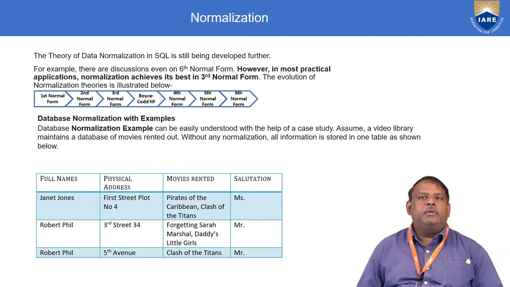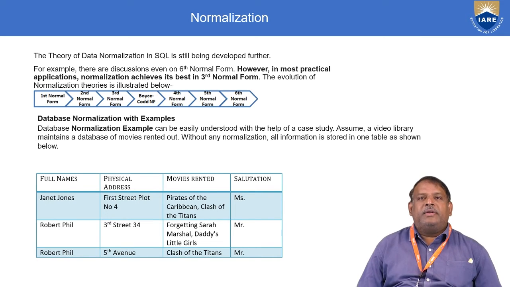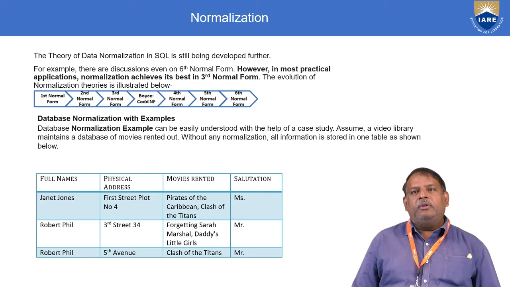The theory of data normalization is still being developed further. For example, there are discussions even on the sixth normal form. However, in most practical applications, the normalization achieved is best in the third normal form. So when you have normalized your database up to third, you are in good shape.